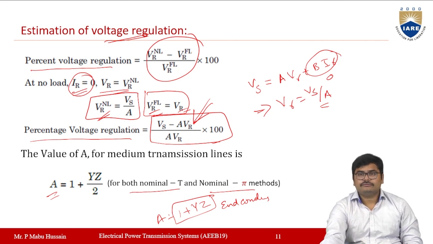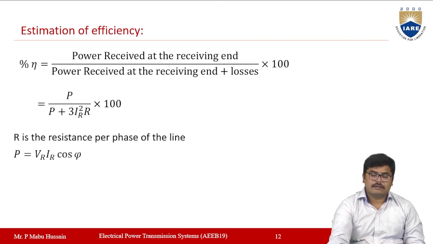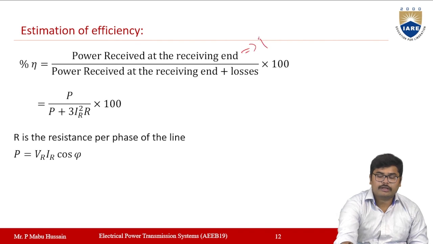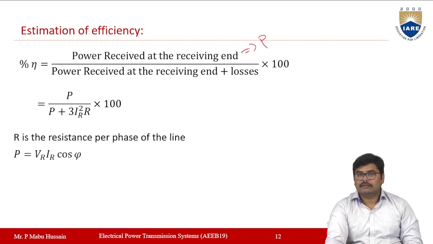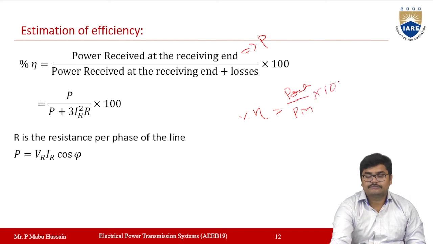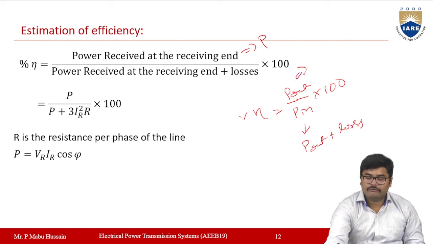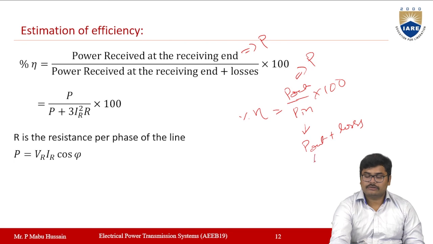Then, how can you estimate the efficiency? Efficiency is output power by input power multiplied by 100 if you want the percentage efficiency. Let us assume that P is the power received at the receiving end. Then percentage efficiency is P out by P in into 100. P in can be written in terms of P out: P in is P out plus losses, and P out here is the receiving end power, which is P.